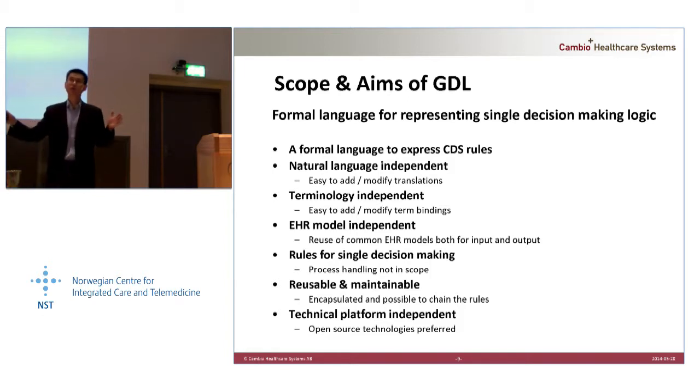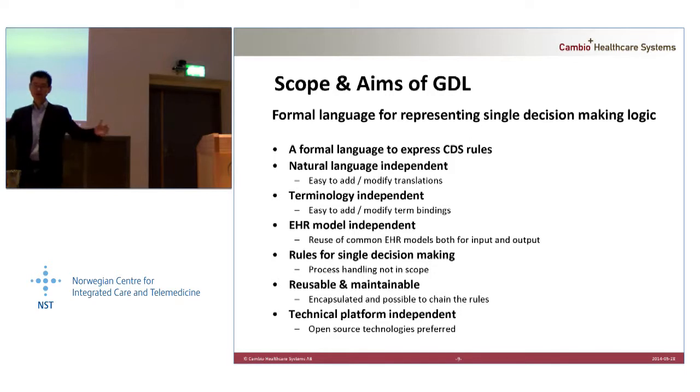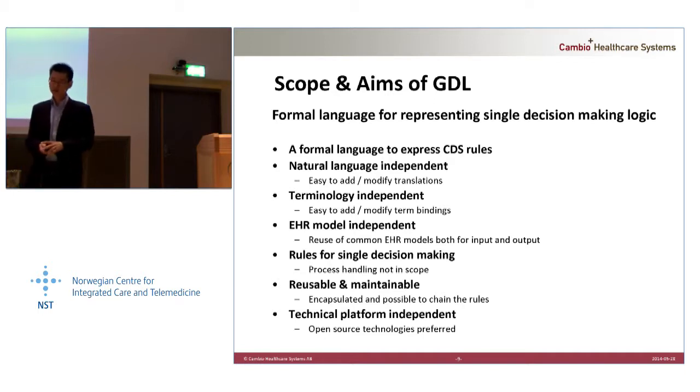We limit the scope. If you look at some guideline representation models, they have very wide scope. But our scope for GDL is very limited. We want to support single decision making, because we see lots of potential even in simple areas, like calculating MEWS score, calculating eGFR, doing a dosing check. Simple things. So we want to do simple things in the first place and really help to improve patient safety.